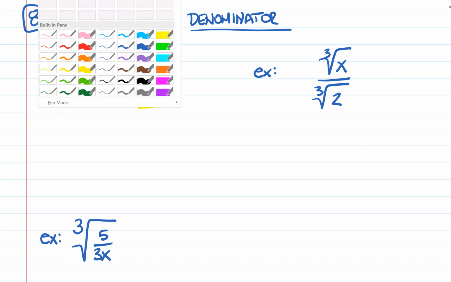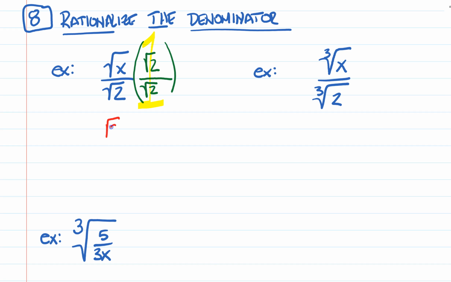And furthermore, you should notice that the square root of 2 times the square root of 2 gives me back the square root of 2 squared. And if my index and my exponent match, then I just get back the number 2. So this is going to give me the square root of 2x all divided by 2. And there is the same equivalent expression, except I no longer have a radical or a root in the denominator.